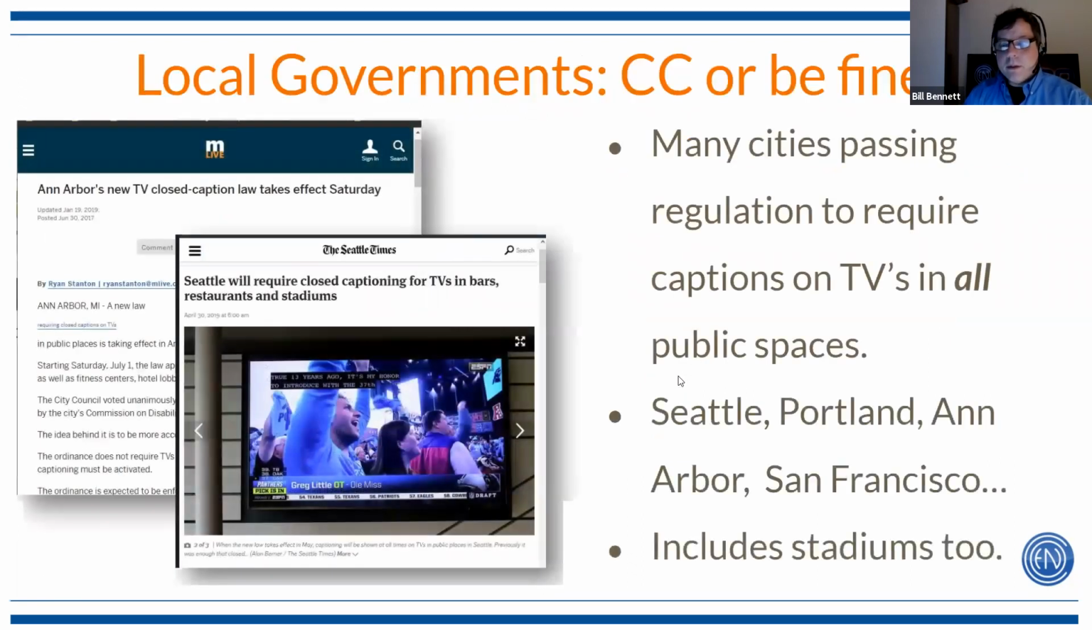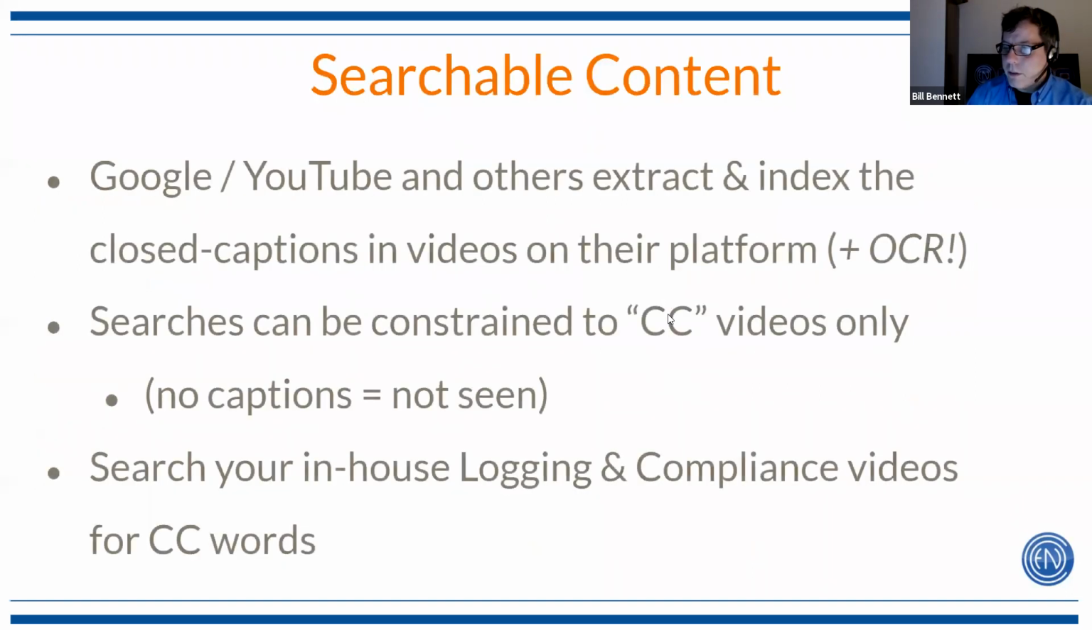I talked about venues. Seattle now requires captioning on TVs in bars and restaurants and stadiums. Ann Arbor, a little college town here in Michigan, they require the same thing. I think they have a size requirement. I don't know if it's 13 inches or what, but there might be a size requirement in certain cities. That varies. But if you're a restaurant or bar owner or any place that has a TV on, that's something to be aware of.